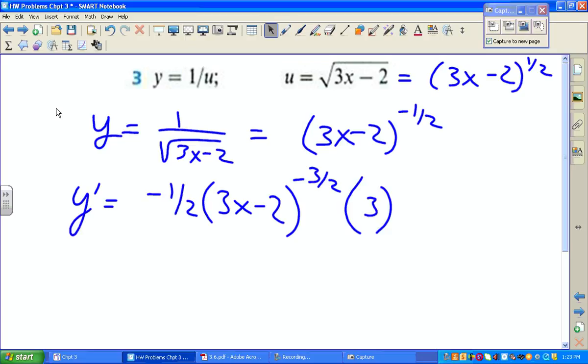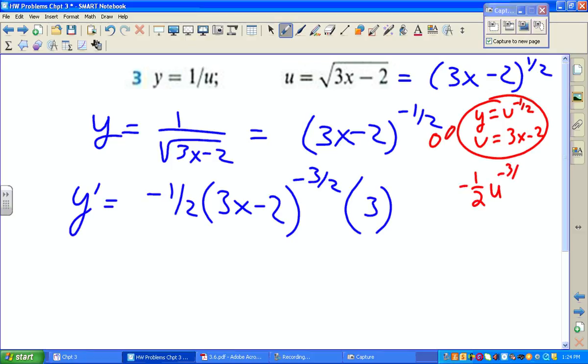When I did it, I thought of the problem as y equaling u to the negative 1/2 and then u equaling 3x minus 2. So the first part was negative 1/2 u to the negative 3/2, and the second part was times 3. I just put it in for u. I would rewrite the problem so you can see clearly what's happening instead of allowing the book to dictate how you read the problem. So that's the notes on how to do that problem, and obviously you just put in u for your expression. Okay? Great.